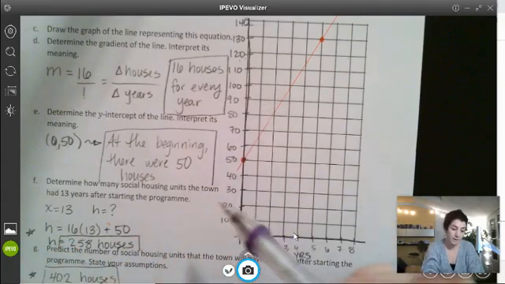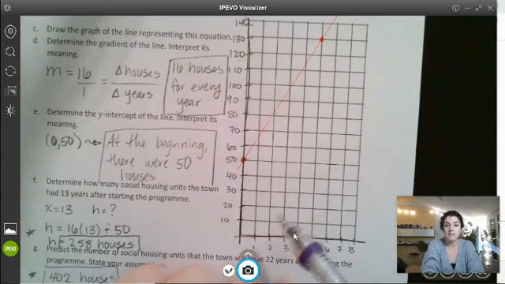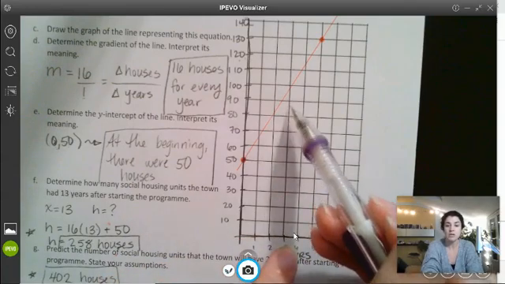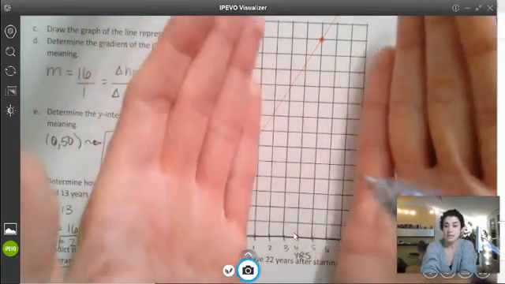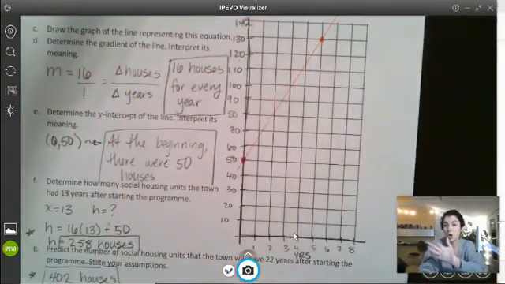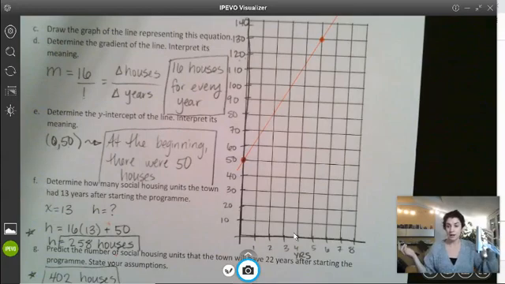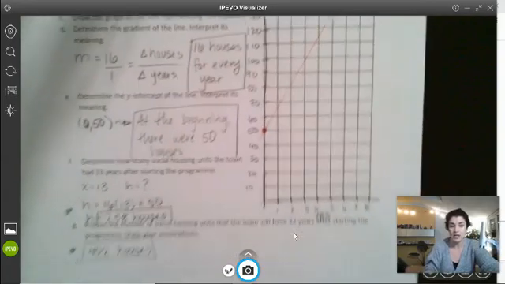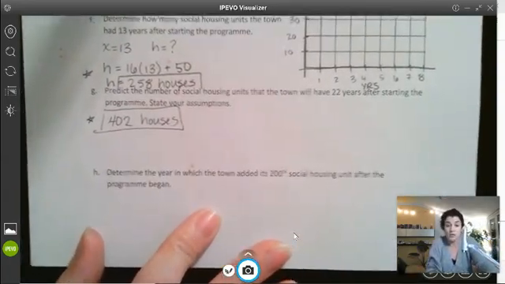Maybe if I said 13, it's kind of on the border. But if I said how many houses after 3 years, how many houses after 5 years, that would be interpolation because it's really inside of the number of years that we've already been talking about, versus way out in the future or outside of the data that we've already collected. That's called extrapolation. 22 is definitely an extrapolation, and there's a lot of assumptions that go on with that. Mostly the assumption is that the pattern is going to continue.